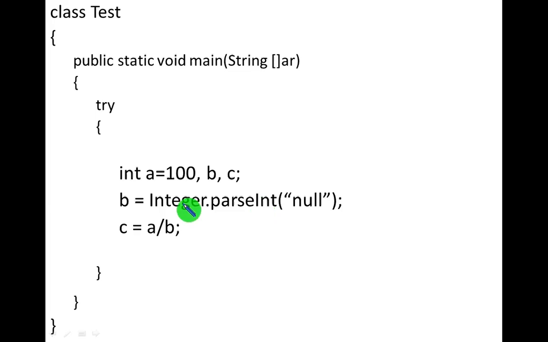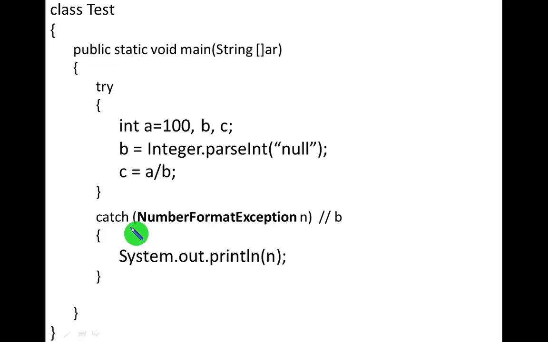Next, we are dividing A value by B value. When we try to divide a value by 0, it raises what? ArithmeticException. See this? The first is the catch block. For this catch block, the object of the NumberFormatException class will be passed. Why are we catching this NumberFormatException? Because of this statement, b = Integer.parseInt of null.